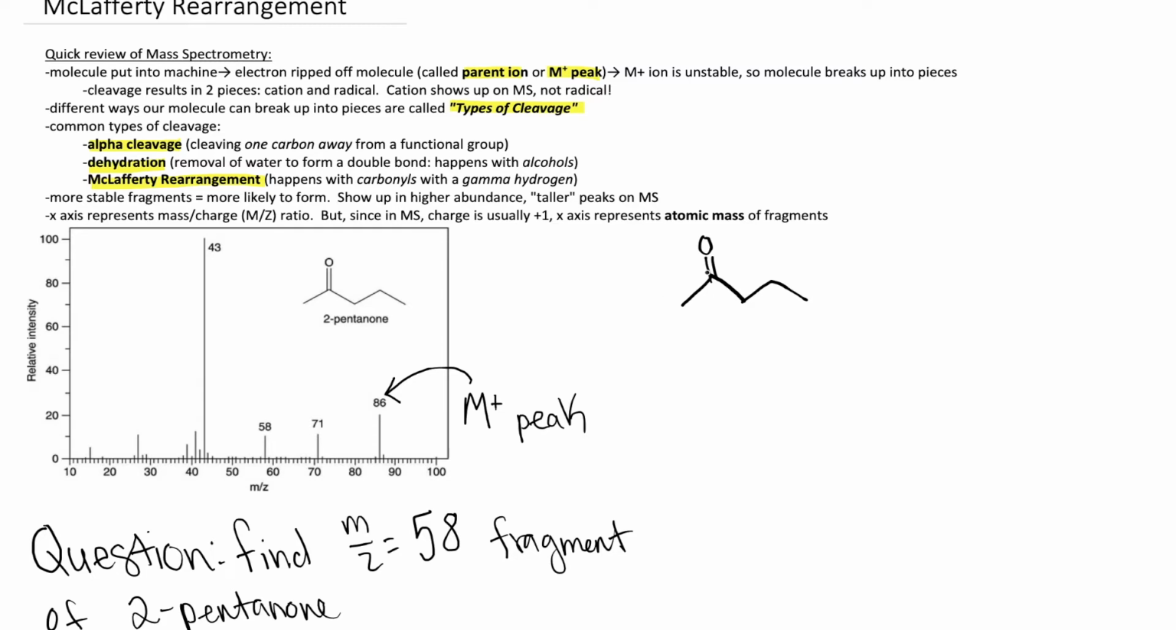The reason I'm doing alpha cleavage is because that just makes the most sense, being that we have a functional group. We have a carbonyl, and alpha cleavage is simply cleaving one carbon away from our functional group on each side. So I'm going to draw out what all of those fragments look like, which, remember, on MS, when you cleave, one fragment will show up as a radical and one will be a cation.